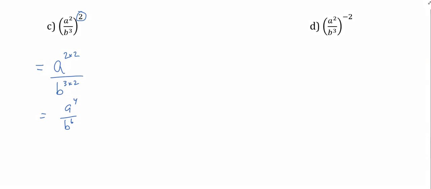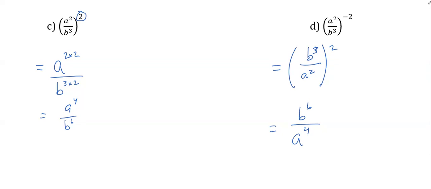And if I compare that to D, what does the negative 2 do? What does the negative do? It flips it, right? So this is going to be equal to b cubed over a squared, all to the positive 2. b to the 3 times 2 is b to the 6. a to the 2 times 2 is a to the 4. Would it matter if you put the a or the b on top in that case? Yeah, I think it has to be like this because I had to flip it to manage the negative. Does that make sense?